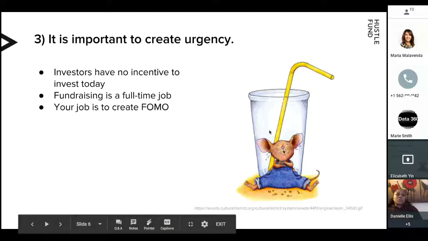You have to ensure that that deal will not be around in 6 months or in 6 weeks or whatever it is. And so that means that you basically have to create FOMO. And the way to do that is essentially to have lots and lots of investor meetings so that you can create urgency.